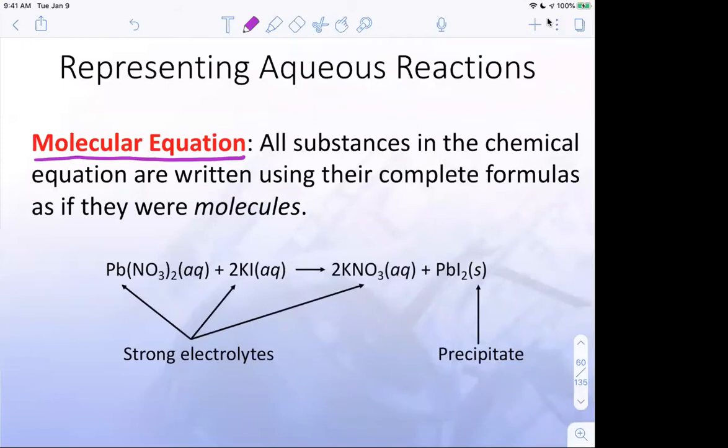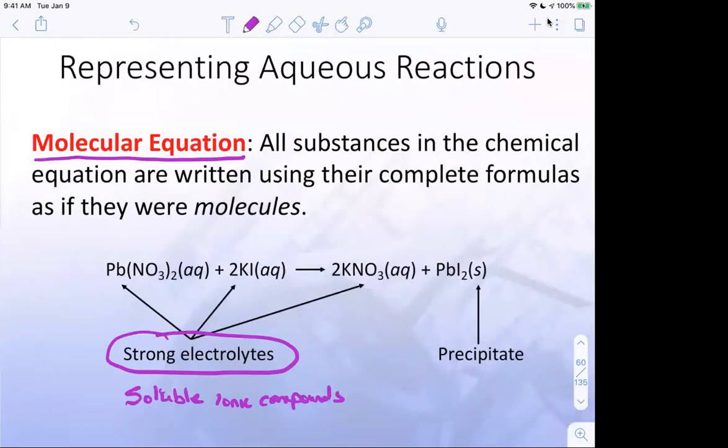Notice my soluble lead-2 nitrate and my soluble potassium iodide and my soluble potential product, which is potassium nitrate, are all considered to be strong electrolytes because they're soluble ionic compounds. Lead-2 iodide is my precipitate, and I'm going to make sure that I represent that as my solid. When this is balanced, this is giving me the molecular equation.